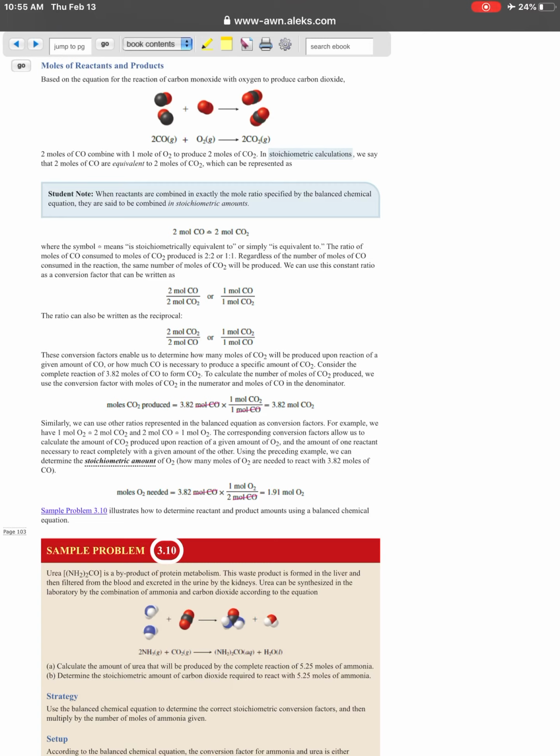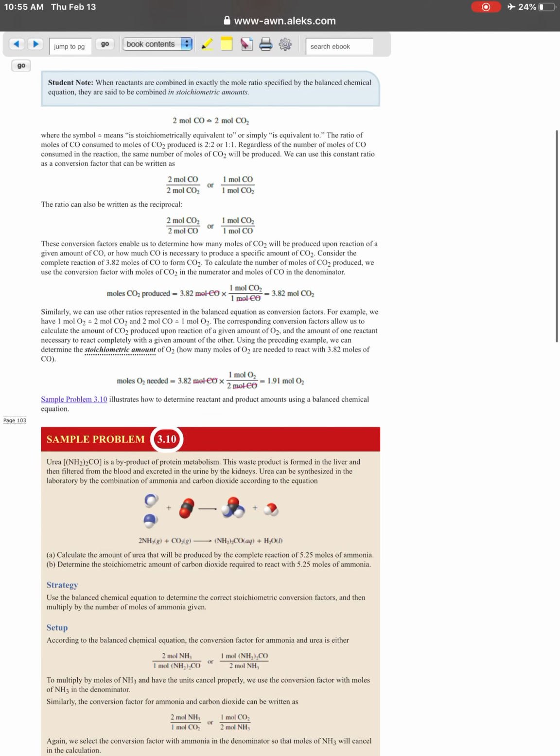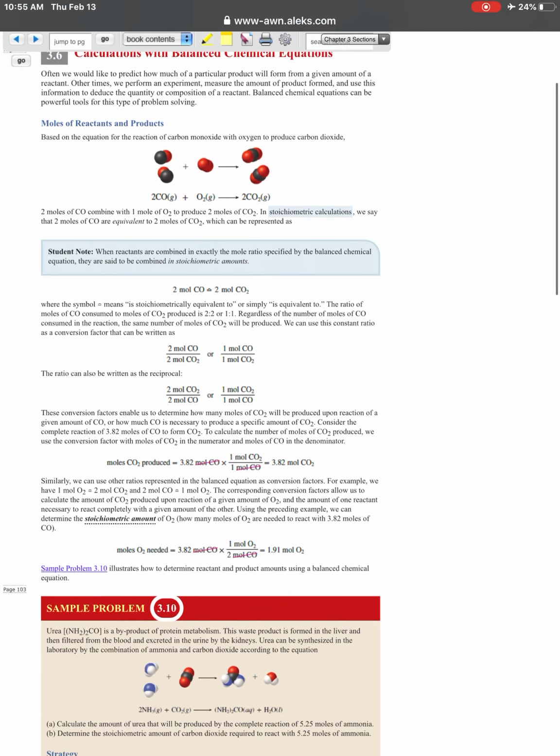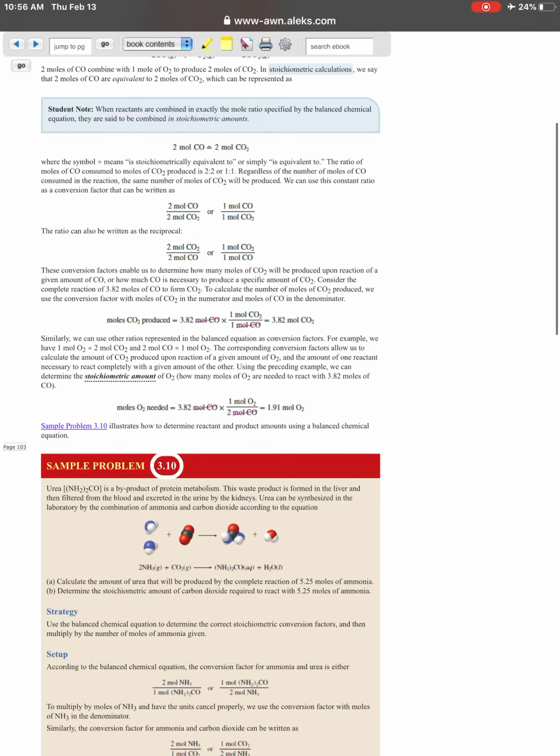You can also relate it to the other reactant, which is O2. So again, we're given that 3.82 moles of CO is reacting. How many moles of O2 will react? Well, 1 mole of O2 reacts for every 2 moles of CO. Where did I get that ratio? That came from the balanced equation. We come back to the balanced equation here. It's 2 moles of CO for every 1 mole of O2.